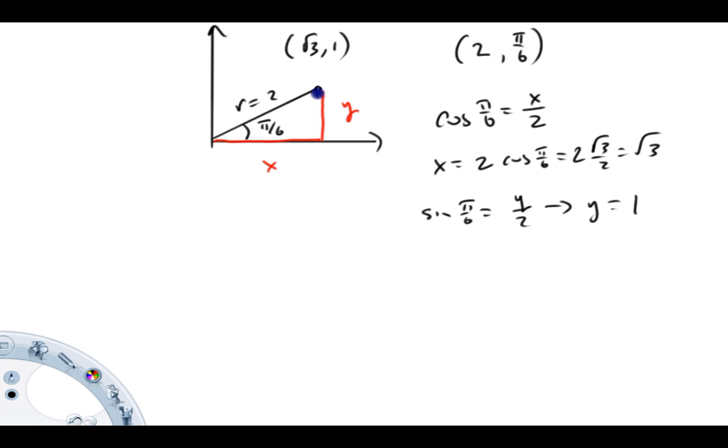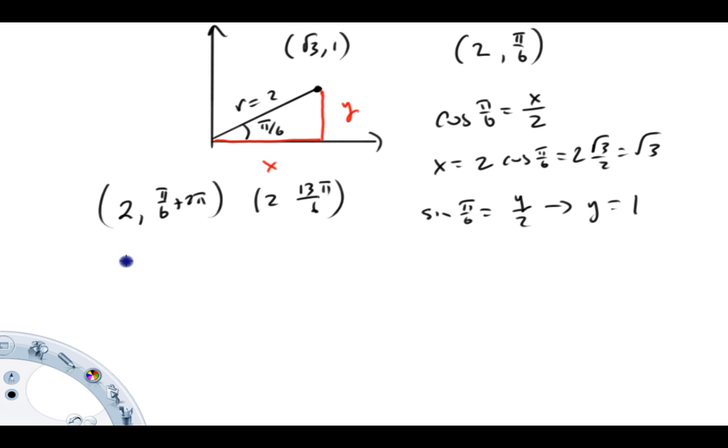If we were to take pi over 6 and add another 2 pi to it, that would go all the way around, and we'd be at the exact same point. So the point 2, pi over 6 plus 2 pi gets us to exactly the same point. I'll write that as 2, 13 pi over 6. These 2 points are equivalent. They put you at exactly the same spot on the circle. I could take the point 2, 13 pi over 6, add another 2 pi, and that would put me at exactly the same spot.